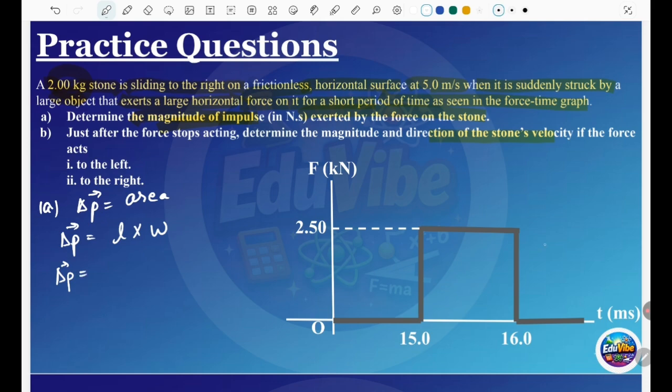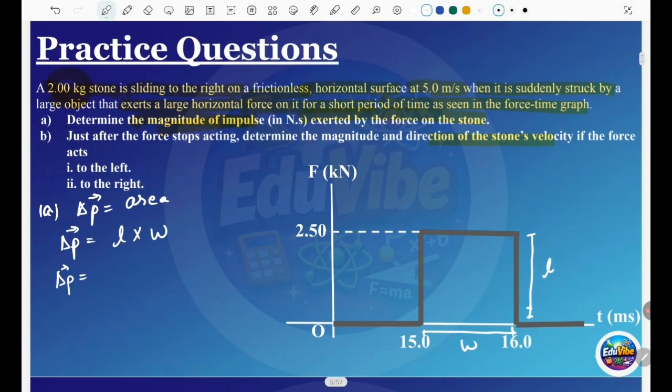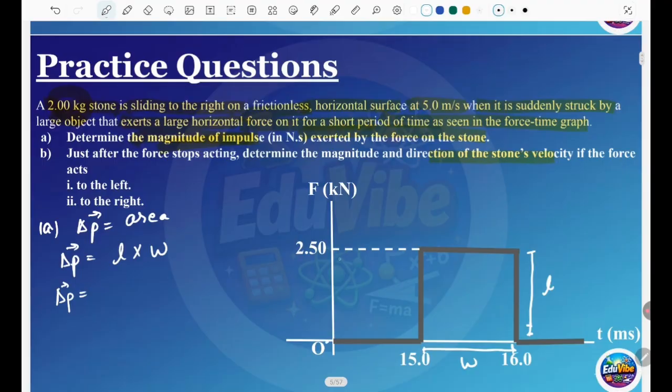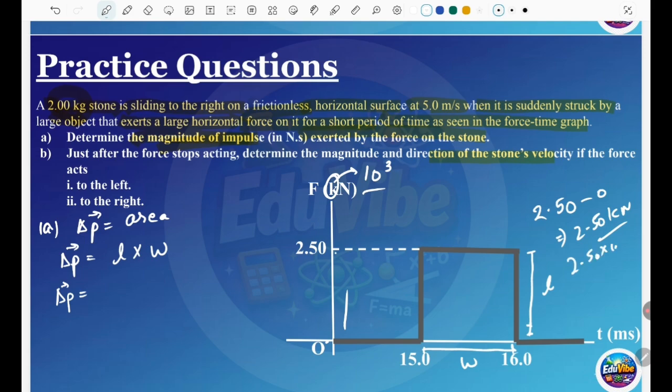So what is the change in this? This is our length, up to there, and this is our width. For length, it goes from 0 to 2.50, so 2.50 minus 0, we get 2.50 kilonewtons. But the main thing is we have to use newtons, so kilo is 10 raised to power 3. So you can write 2.50 into 10 raised to power 3 newtons. So this is your length.